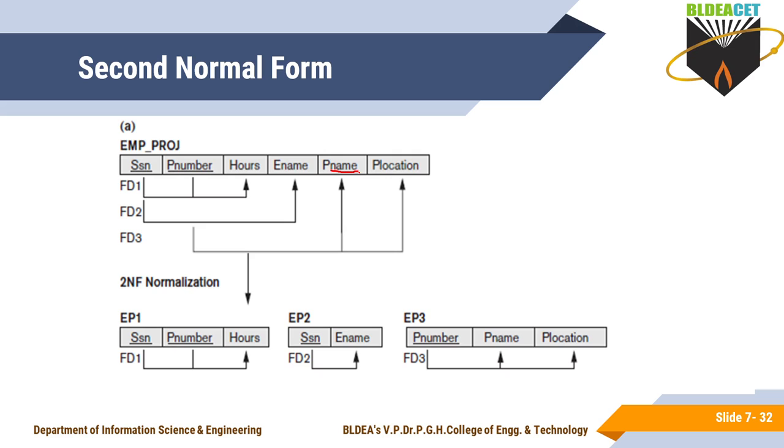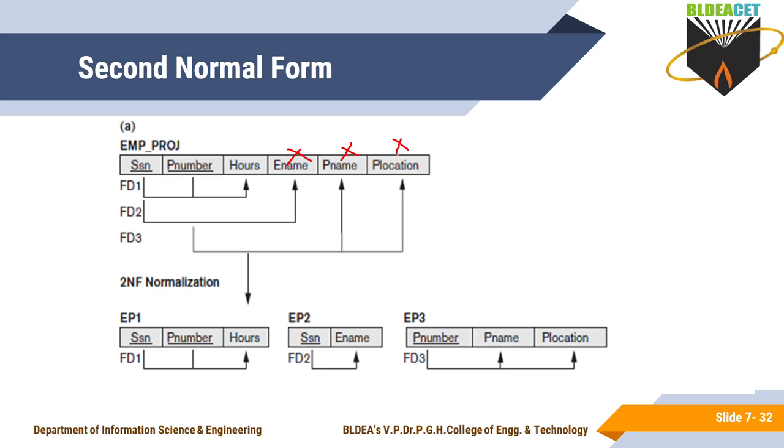In the same way, P name, the project name, is fully functionally dependent on P number, and P location is also fully functionally dependent on P number. But these two attributes are partially dependent on your SSN. Is it clear now? P name and P location are information related with the P number, whereas e-name is information related with the employee, that's why it is related with SSN. So this relation is not in the second normal form. The attributes that violate second normal form are e-name, P name and P location.